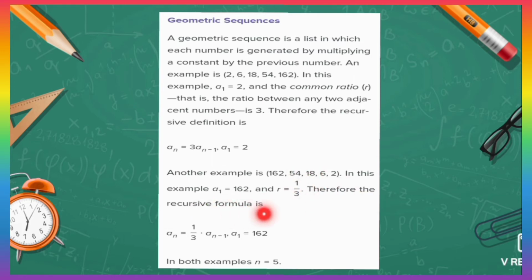Therefore, the recursive formula is, ayun, eto na naman siya. Yung ginamit natin is 1/3. Nag-multiply tayo sa first term natin kaya naging 162. And both examples is n = 5 kasi 5 yung term natin dito which is 1, 2, 3, 4, 5. Then dito rin 1, 2, 3, 4, 5. So, yung n natin ay 5.